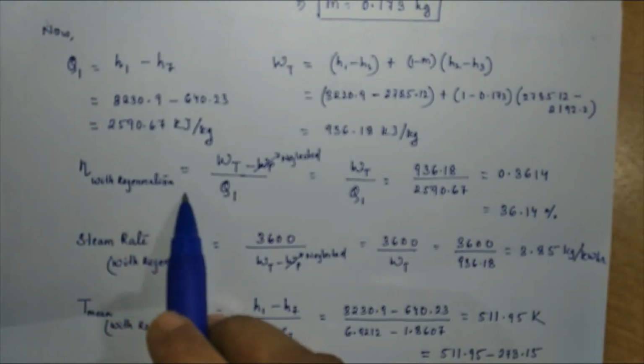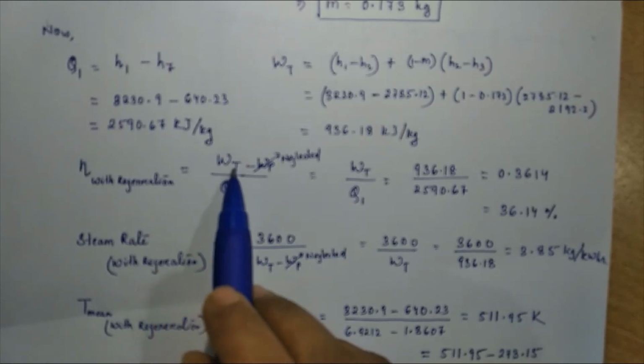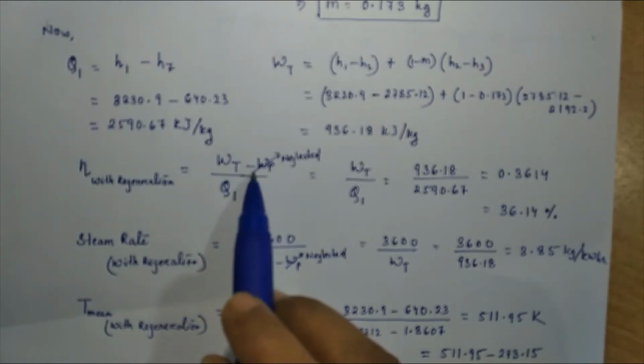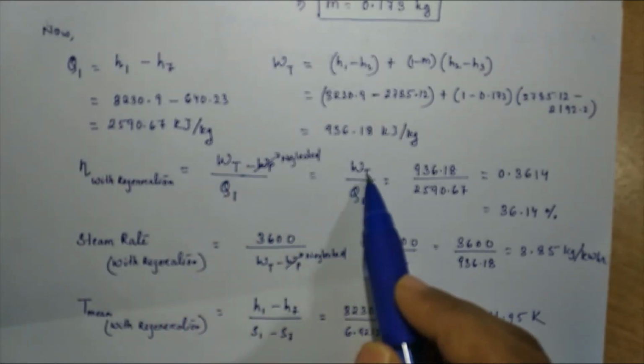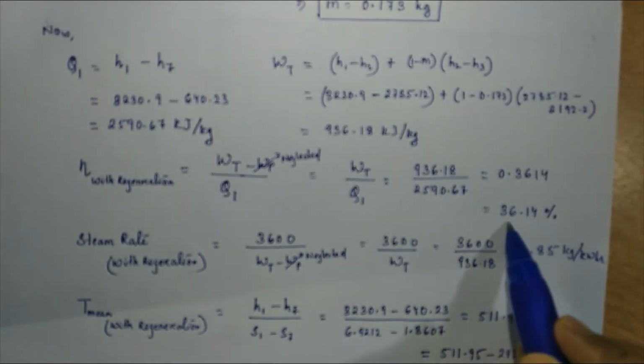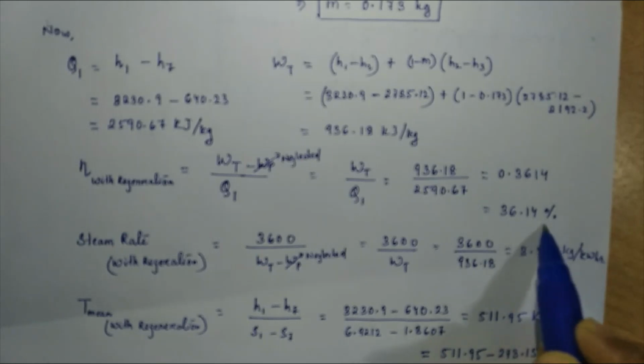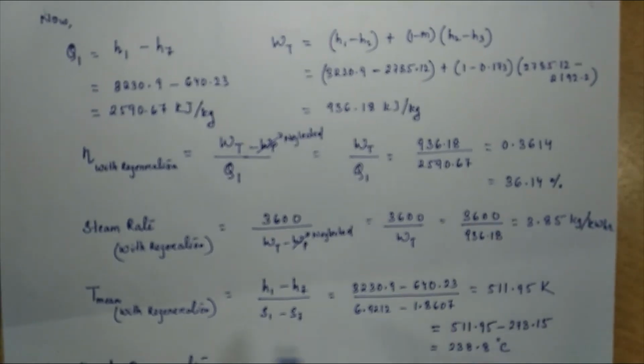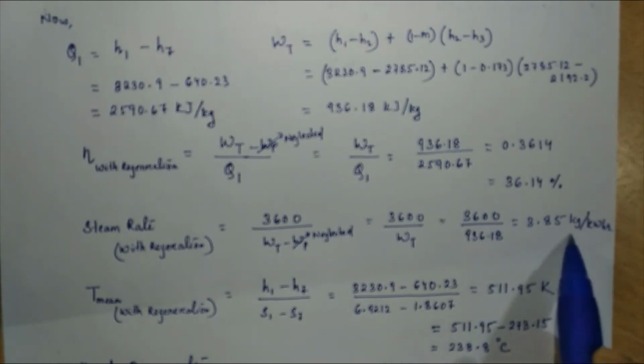So now, efficiency is what? Efficiency with regeneration we are going to calculate. So (WT minus WP) by Q1. WP is neglected, so it is equal to WT by Q1. After substituting this value, the efficiency is 36.14%, and steam rate is 3600 by W net. So this WP is neglected, so it is only WT. 3600 by WT equal to 3600 by this, and we get the value of steam rate to be this.